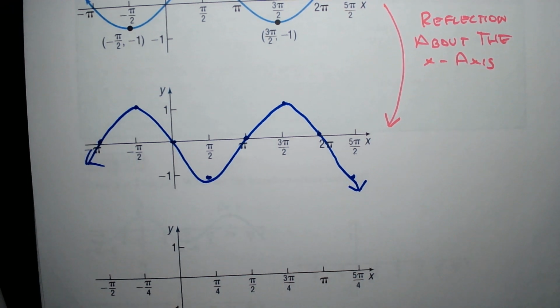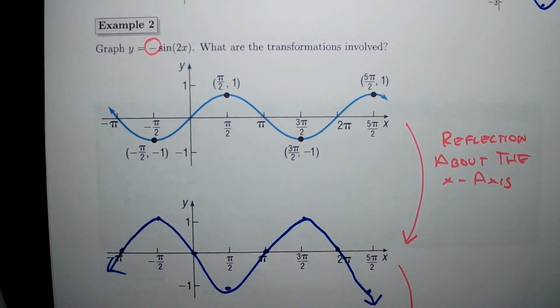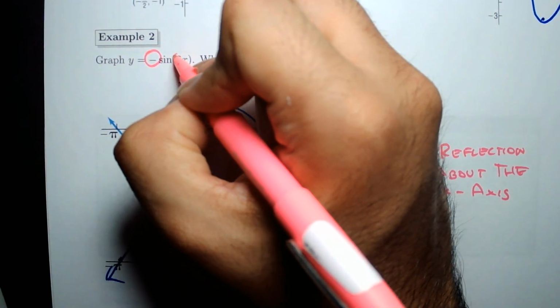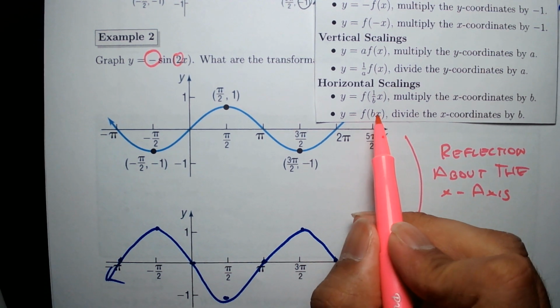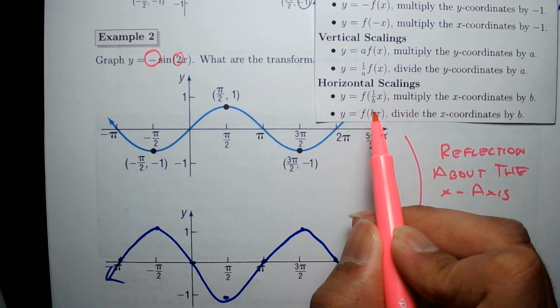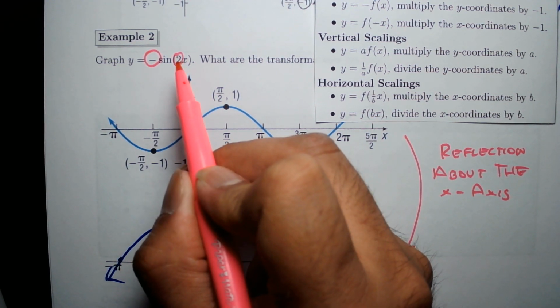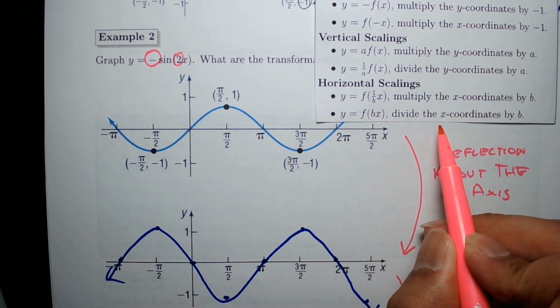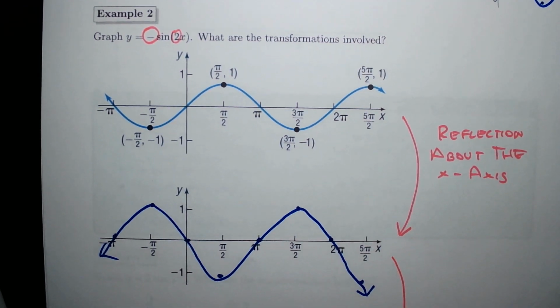Now, the next transformation that occurs in this case is this 2 right here, which is a horizontal scaling. When the function is multiplied by some number b times x, we divide the x coordinates by b. In other words, it's a horizontal scale.